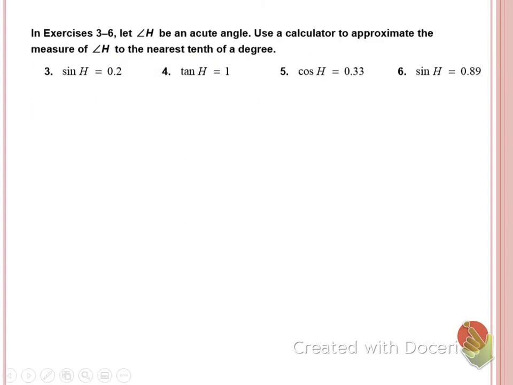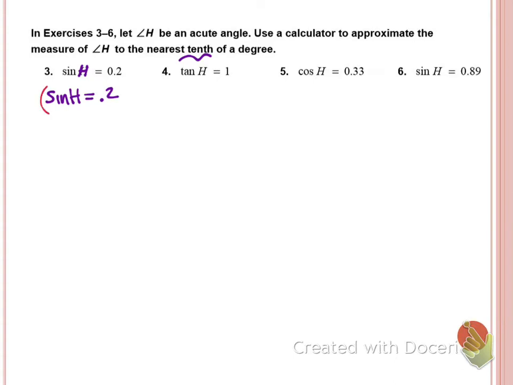So we're on page 4. We'll start here with our review. Let angle H be an acute angle. Use a calculator to approximate the measure of angle H to the nearest tenth of a degree. So we're finding angle H. We want to get H by itself, so we have to do the opposite to get rid of sine. We have to use the inverse of sine. So right now we have sine of H equals 0.2.